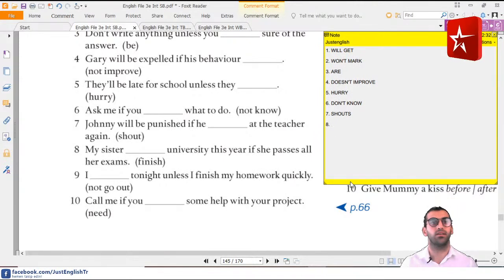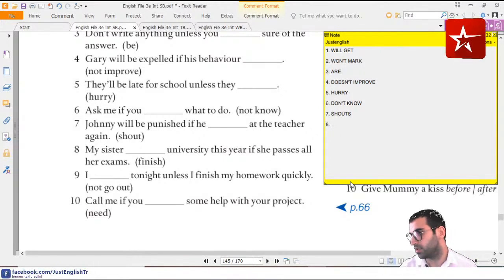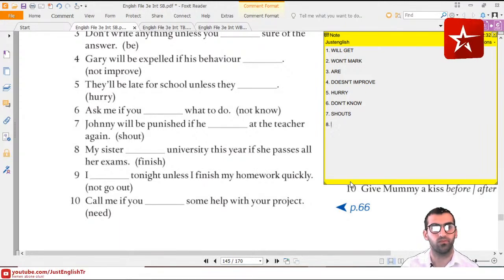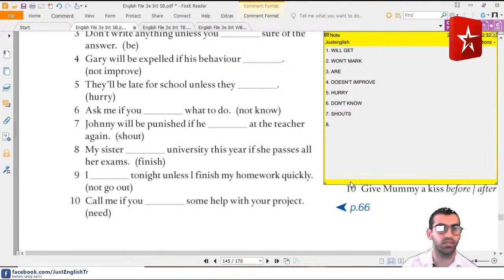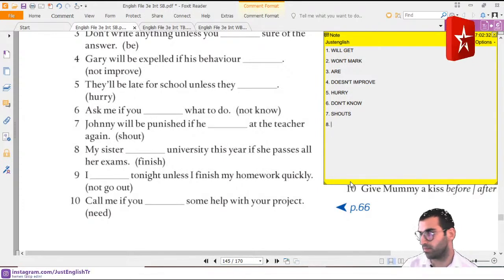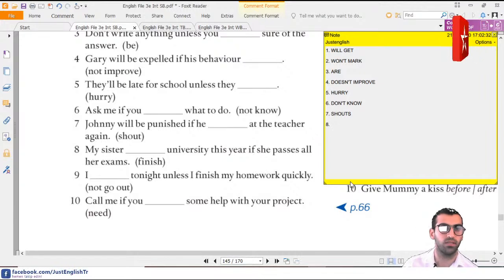Number 8. My sister will finish university this year if she passes all her exams. I will be careful later. Great, Mr. Mehmet. That's good. It's okay, no problem. Rana says, we'll finish. My sister will finish university this year if she passes all her exams.